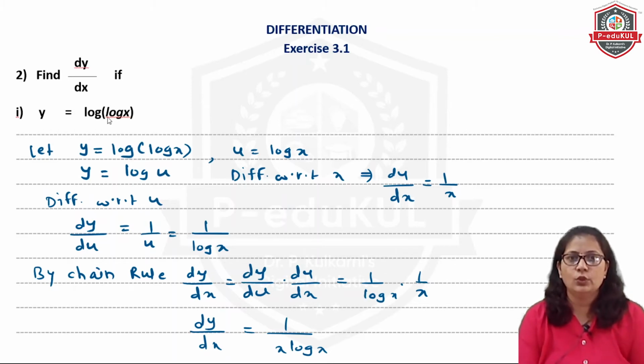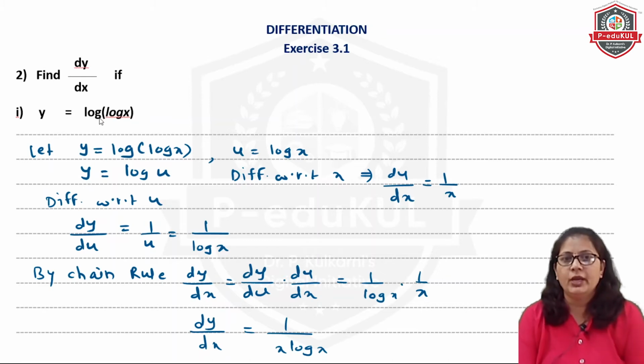Now y is equal to log log x. So there are two functions. This function is same log, but it is repeated. So we will do it. We will put this log x as u. So u is equal to log x. So the function will become y is equal to log of u. So my function is in u and u is in x. So I am differentiating twice.